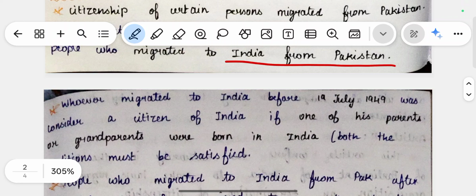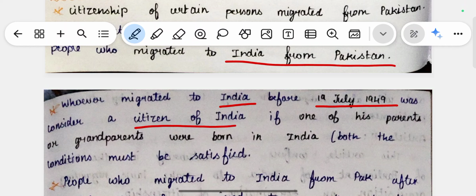Likewise, if a person migrated to India before 19 July 1949, he was considered a citizen of India, provided that any one of his parents or grandparents was born in India. So if a person migrated to India before 19 July 1949 and his parents or grandparents were born in India, both conditions must be satisfied to get Indian citizenship for persons who came from Pakistan to India.